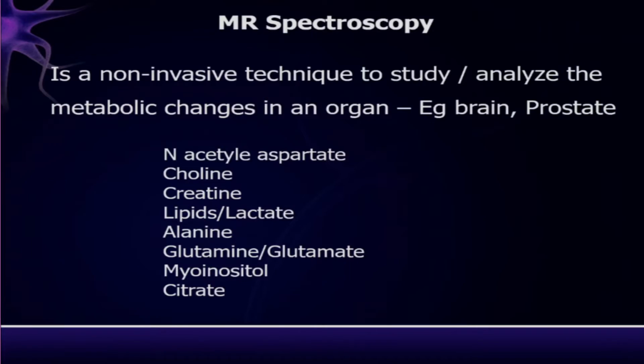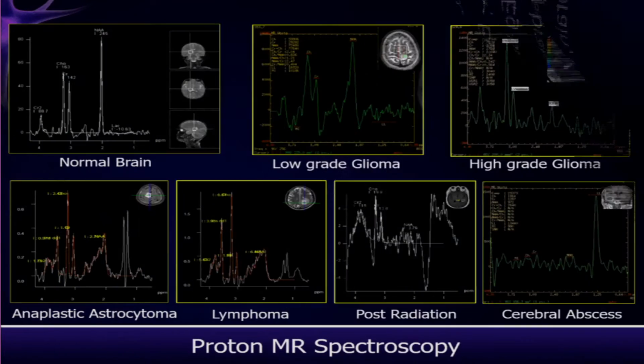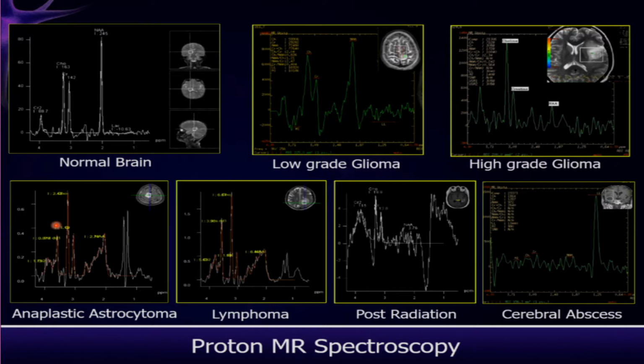MR spectroscopy is a non-invasive technique to study and analyze the metabolic changes in the brain. Commonly we use it for brain and prostate. These are the common metabolites we use. There is a pattern of spectrum. This is a normal brain.